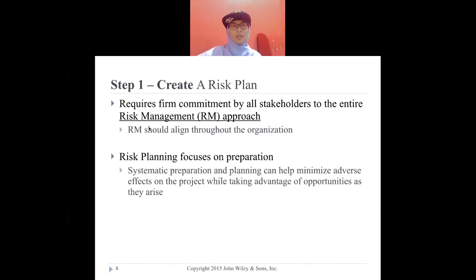Step 1, create a risk plan. This requires firm commitment by all stakeholders to the entire risk management approach. It depends on what kind of risk management approach is used by the organization. You can use the agile, the iterations, or you can use waterfall. Like I said, the software development SDLC you can also apply in the risk plan, as long as it has a process. If you Google risk management approach, there are a lot. As long as you can identify it, you can apply it. Applying it is the most important. Any approach you can use.